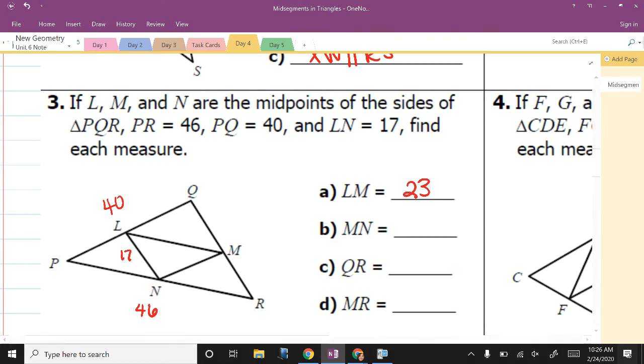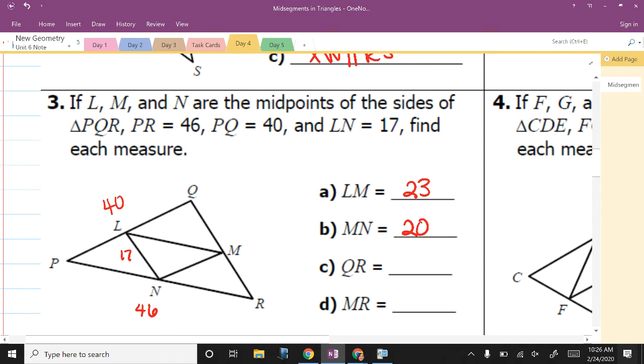All right, next is MN. MN is this mid-segment right here. Well, it's the mid-segment that correlates with PQ, right? So how do I get the mid-segment if PQ is 40? Yep, half of 40 is 20. Everybody okay with that?